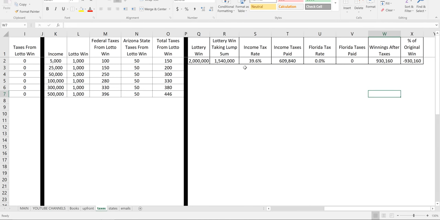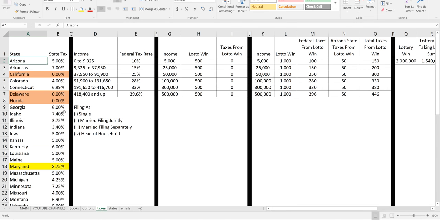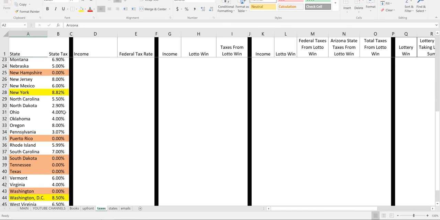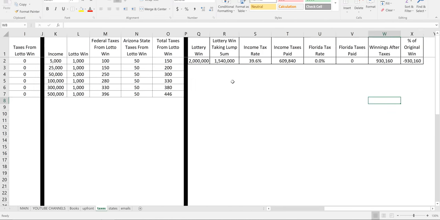So 39.6% of $1.54 million, $609,840 income taxes paid. Florida, they don't have a lottery tax because each state has their own lottery tax. Some have zero, some have 7-8%. So fortunately, he lived in a state with zero, Florida, so he doesn't pay any state taxes.